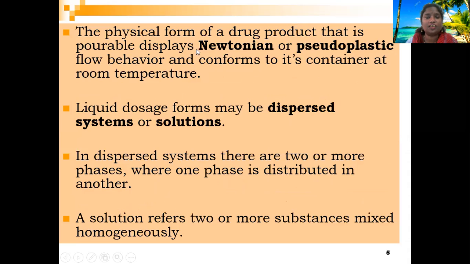Next is the physical form of the drug product. The physical form of the drug product is pourable, displaying Newtonian or pseudoplastic flow behavior, and conforming to its container at room temperature. If it is a solid, we conduct flow property tests, but for a liquid, we study flow properties by Newtonian flow and pseudoplastic non-Newtonian flow.